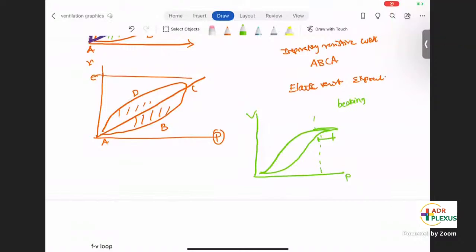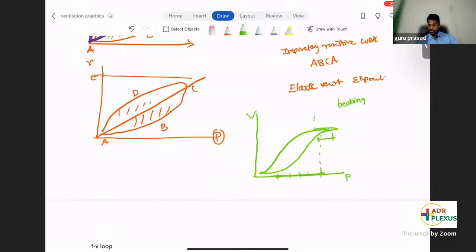Beaking means, if you see from here to here, for every unit change in pressure, some volume is getting generated. But at the end here, even though there is this much change in pressure, there is no volume generated. That is because you are giving very high PIP to the patient. The patient doesn't need this extra PIP. For example, you set the PIP at 15, but after 10 you are getting this beak. That implies the patient requires only 10 PIP, and you need not give additional PIP. So that is called beaking.